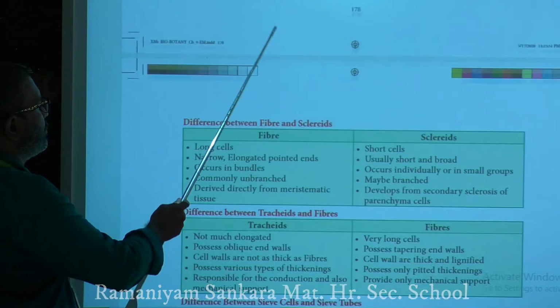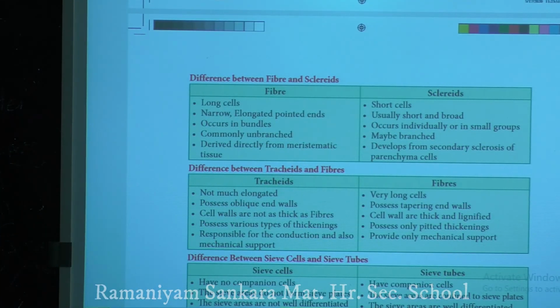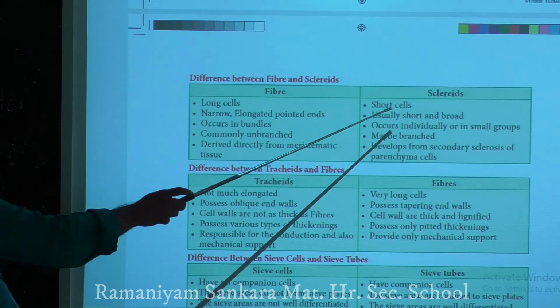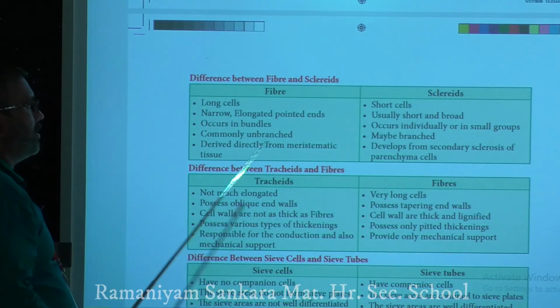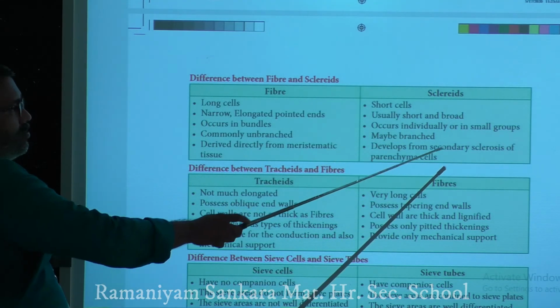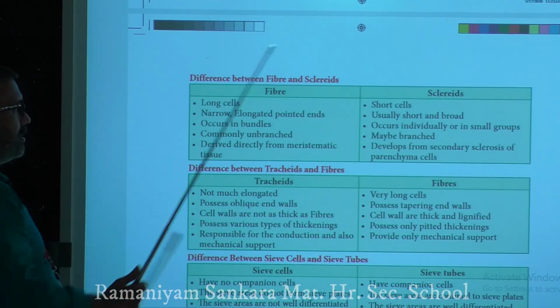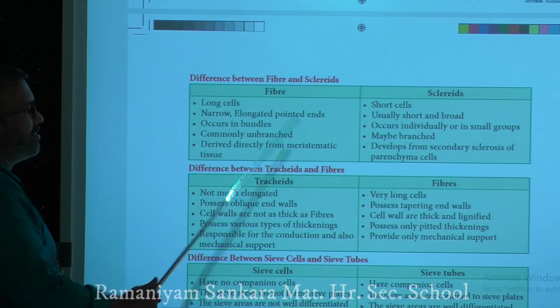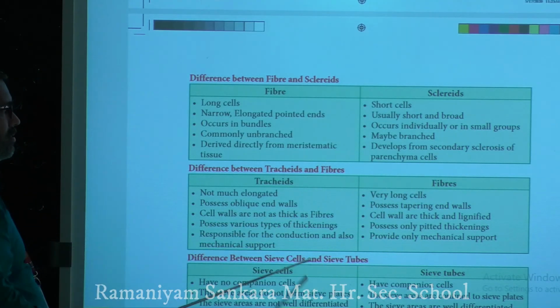That is important. Next one, fibers. Difference between fibers and sclereids. Fibers are long cells, sclereids are short cells. Fibers are narrow, elongated, with pointed ends; sclereids are usually short and broadened. Fibers occur in bundles; sclereids occur individually or in small groups. Fibers are commonly unbranched; sclereids may be branched. Fibers are derived directly from meristematic tissues; sclereids develop from secondary sclereids or parenchyma cells.